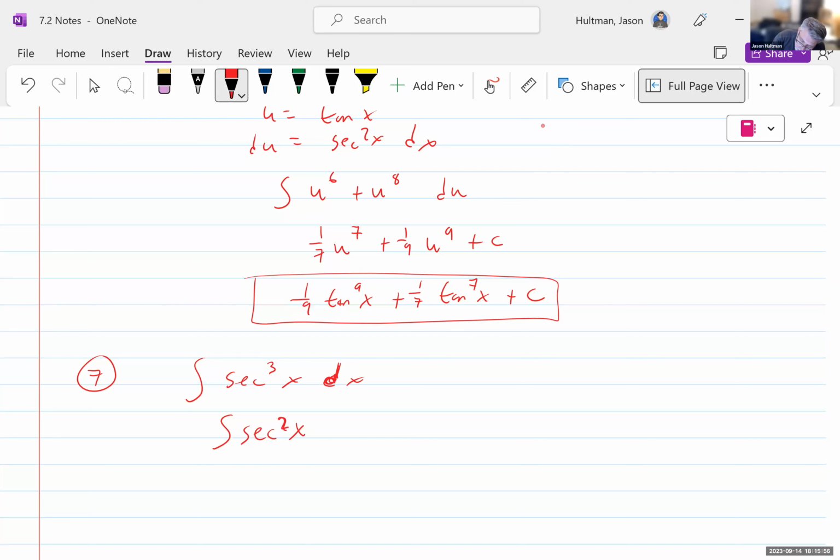Secant squared x and secant x dx. Okay, so let's break that up there. So now what do we want to do? Use the first rule. Factor the secant squared x. Oh wait. Yeah, use the identity for secant squared. Okay, and what would we get? So 1 plus tangent squared.